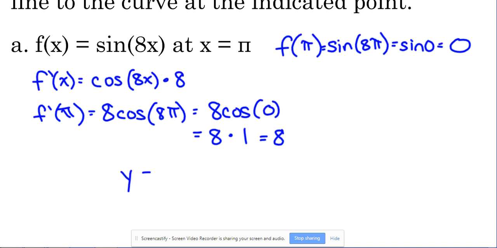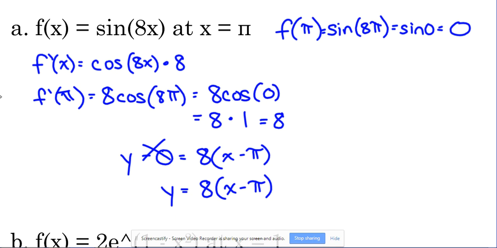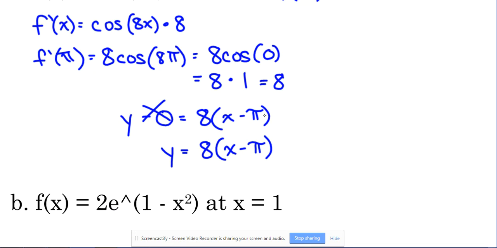So y minus our y value, which is 0. Our slope is 8. Our x value was pi. Don't put y minus 0. Just go ahead and write that as y is equal to 8 times x minus pi. Now you can leave the right side in factored form, but if it's minus 0, don't leave that. Same thing if it's x minus 0. Don't leave the minus 0. Just go ahead and say that's 8x if that were a 0 instead of a pi.